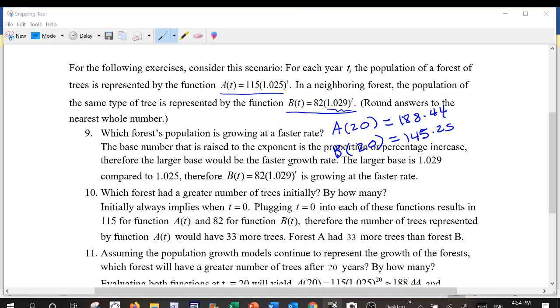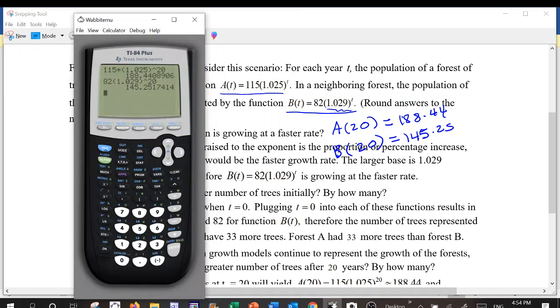So let me get the calculator back. What I'm going to do is get the first entry back. So instead of 20, I'm going to put 40. So after 40, the one with 115, A, so A of 40 is going to be 308 something, 0.7, 0.8. And what about B?